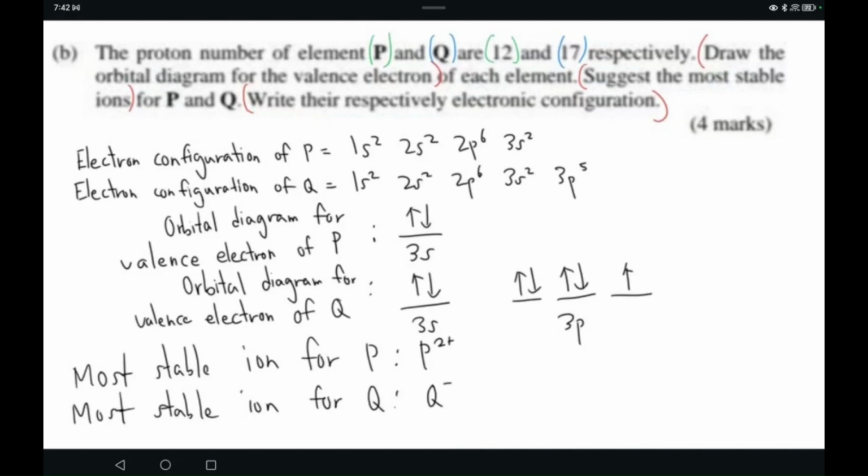P needs to donate 2 electrons and it can achieve a stable electron arrangement. So the most stable ion for P is P2+. And Q only needs to receive 1 electron from another atom to achieve a stable electron arrangement. So the most stable ion for Q is Q negative.